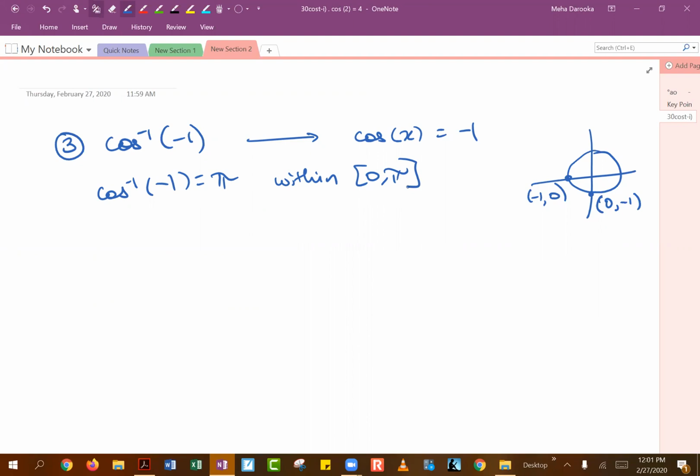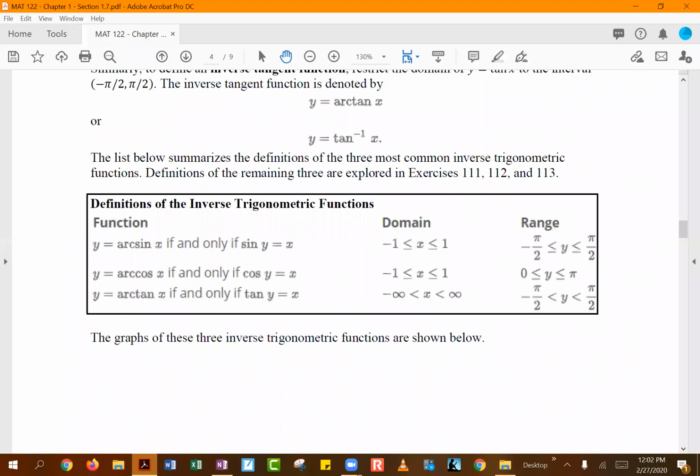With these questions, you have to be very, very careful about remembering what the accepted domain and range values are, because the moment you step outside of that, obviously, we don't have the right answer anymore. Did anyone have questions on this one?